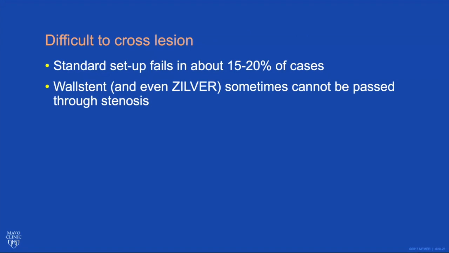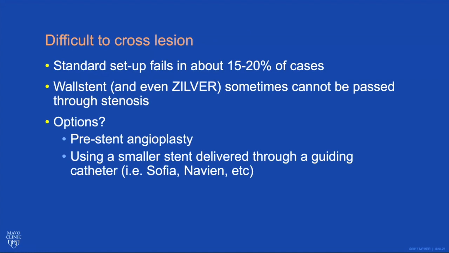I think there are cases where the wall stent or even a Zilver can't easily be passed through a stenosis. The options there from our experience have been pre-stent angioplasty, which we do not do routinely, like we talked about earlier, or using a smaller stent, like a 6 millimeter stent delivered through a guiding catheter, like a 072 Navion. For those of you who don't know, you can't get an 8 millimeter Zilver through a Navion. The 6 millimeter wall stent you can go through a Navion 072, but a larger wall stent has an OD of 075, so we typically use the Neuron Max or the Ballast in those cases.